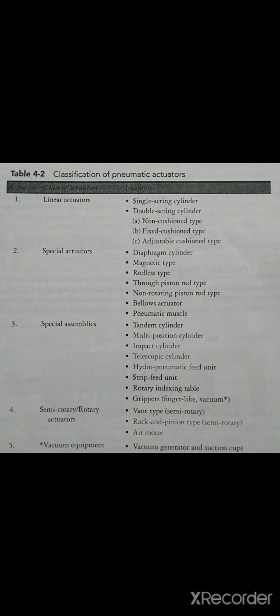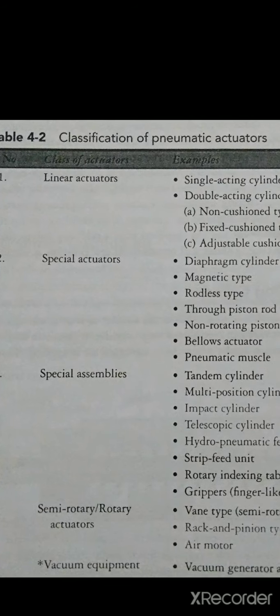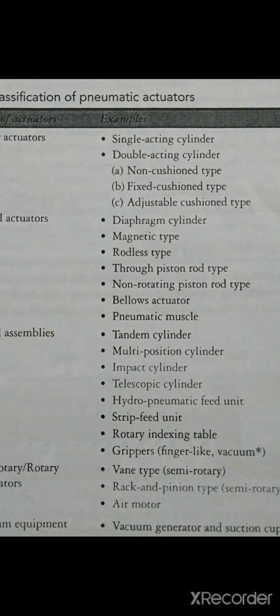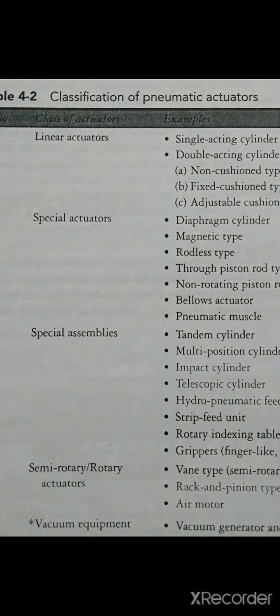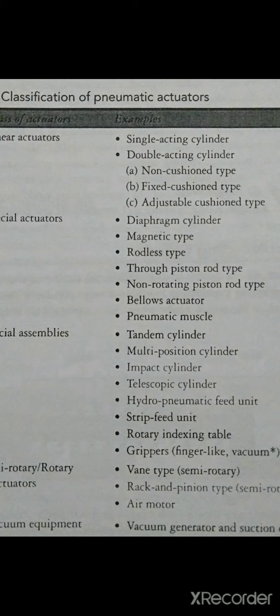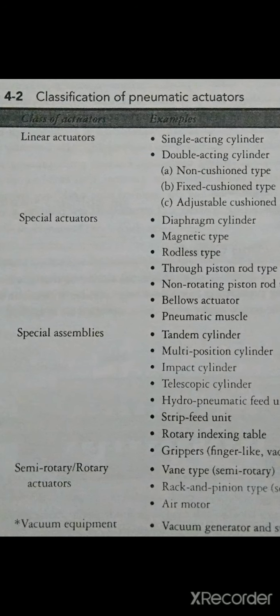Now we discuss classification of pneumatic actuators in detail. Here shows the basic classification. The first one is a linear actuator, which is subdivided into single acting cylinder and double acting cylinder. Again, double acting cylinder has a non-cushion type, fixed cushion type, and adjustable cushion type. Then special actuators are also available, which are classified as diaphragm cylinder, magnetic type cylinders, rodless type, through piston rod type, non-rotating piston rod type, bellows actuator, and pneumatic muscles.